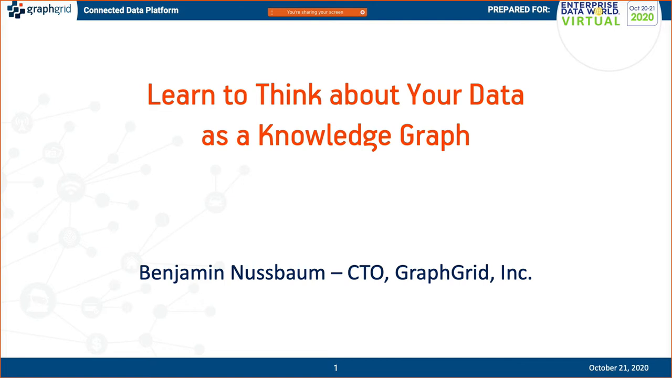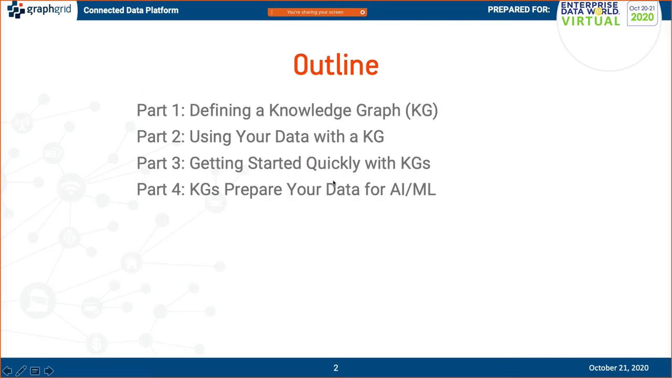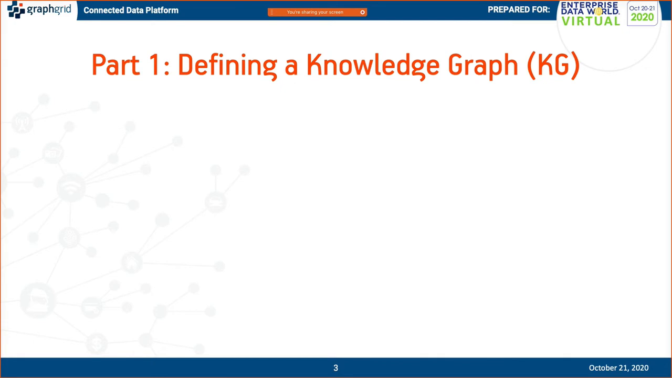Thank you, Tony. Thank you for the opportunity to come in here and share a bit about this. I'm the CTO of GraphGrid. I've been working with connected data for about 10 years, specifically labeled property graphs and knowledge graphs. What we're going to cover today are four key areas. First, what is a knowledge graph, because there are a lot of different definitions. Second, using your data as a knowledge graph, and how to get started with it and think about it in a quick way. And then how do knowledge graphs prepare your data for AI and machine learning?